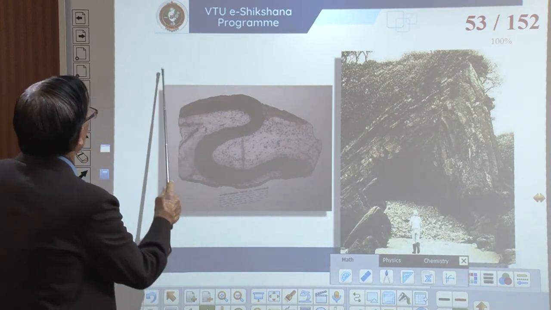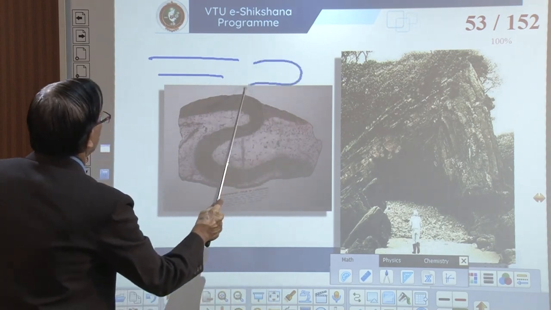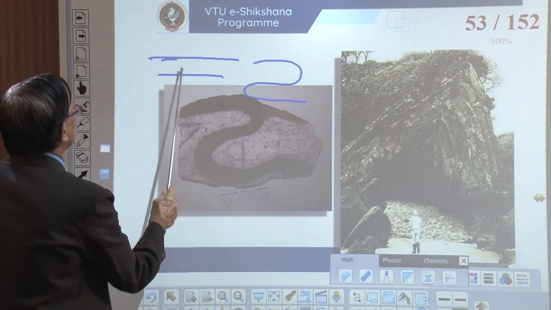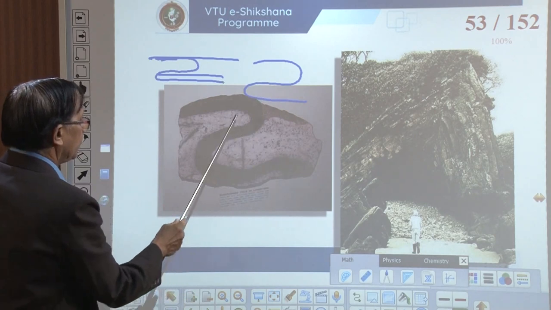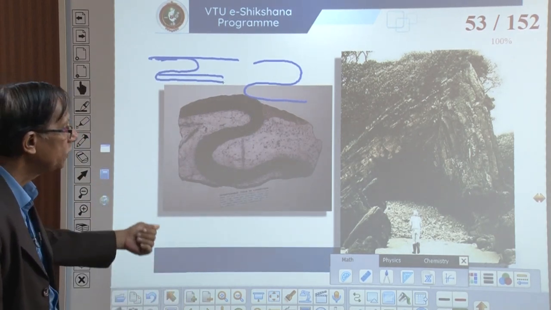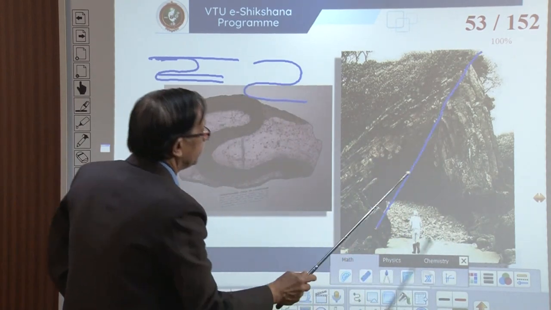Now you see, originally the beds were like this, they are totally like this. So much compression, this layer remained the same. See, like this. Now, this kind of structure we do find in the field, and they confuse us. This is the axial plane if we fold.